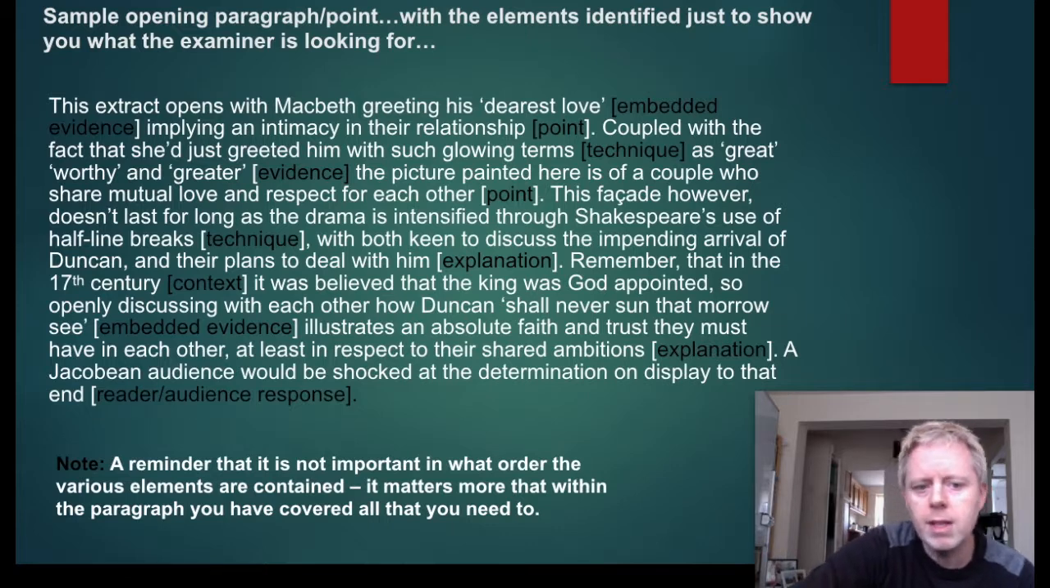This facade, however, doesn't last for long, as the drama is intensified through Shakespeare's use of half-line breaks, with both keen to discuss the impending arrival of Duncan and their plans to deal with him. Remember that in the 17th century it was believed that the king was God-appointed, so openly discussing with each other how Duncan shall never sun that morrow see illustrates an absolute faith and trust they must have in each other, at least in respect to their shared ambitions.